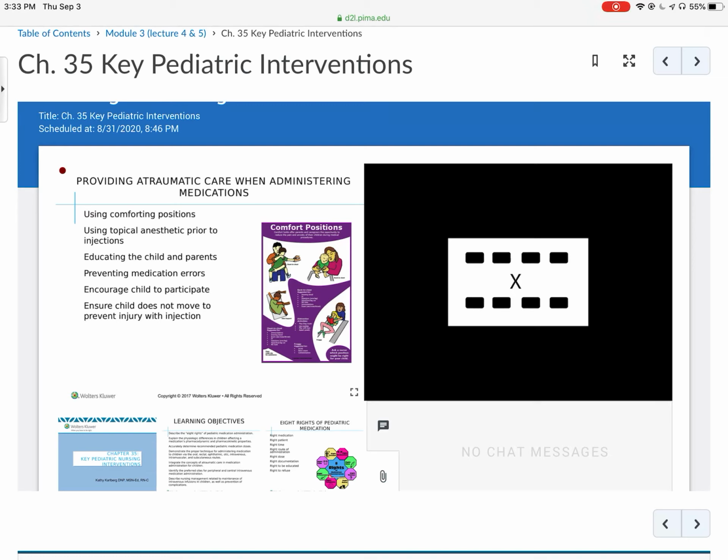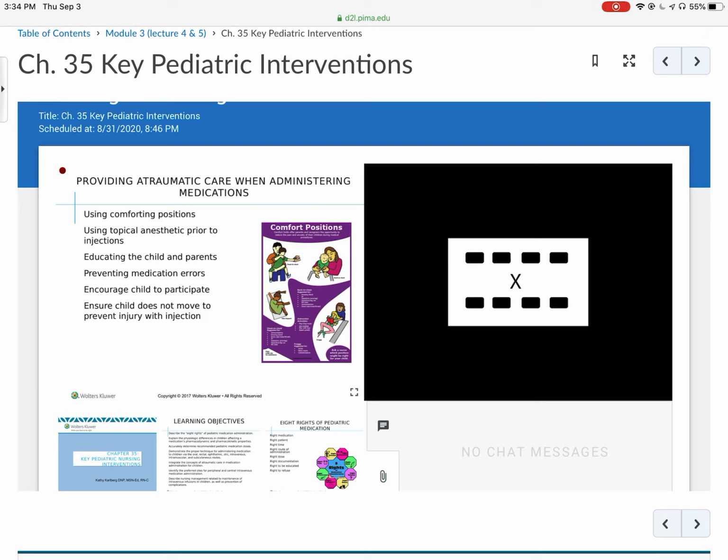So atraumatic care, we talked a little bit about this in the other chapter. Comfort holds are really important, and we can integrate the parent in those comfort holds if you have a parent who will participate. There are some topical anesthetic products on the market that we have available. They take long to work, maybe an hour, and sometimes you don't have an hour before you start an IV. It only numbs the skin. It doesn't go any further than the skin.